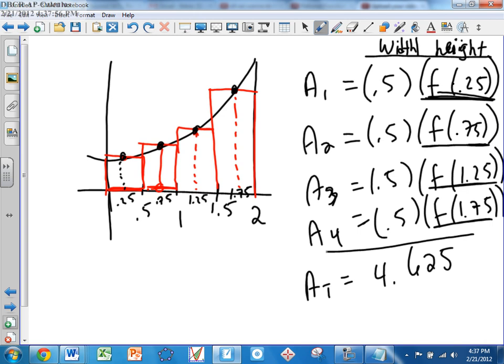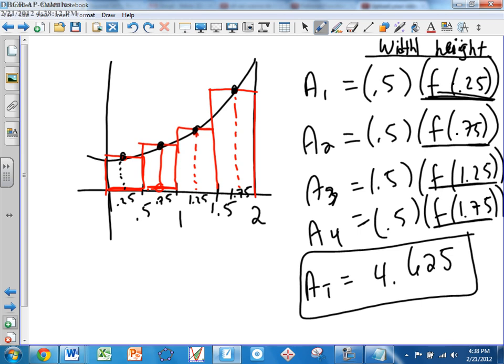Now, sure, that's not exactly halfway between our left and right approximation, right? But it is between them, and that's the whole idea. The left approximation was under, it was 3.75. The right approximation was over, it was 5.75. This is our best estimate as of right now.